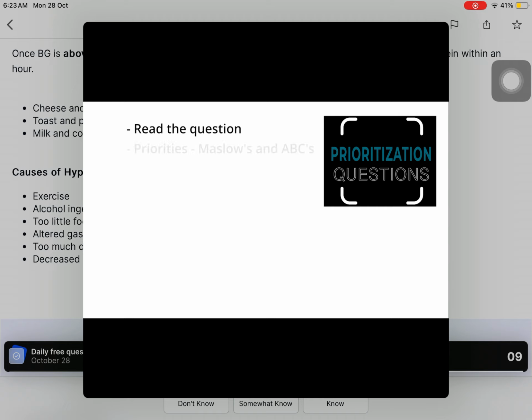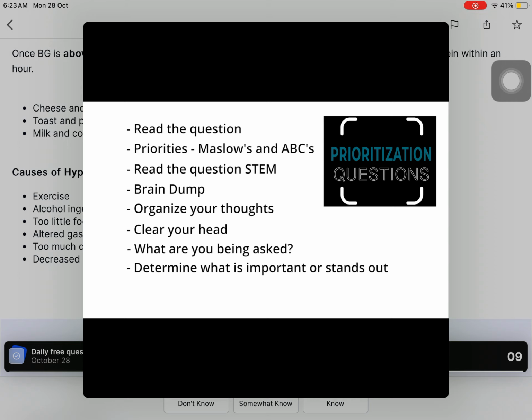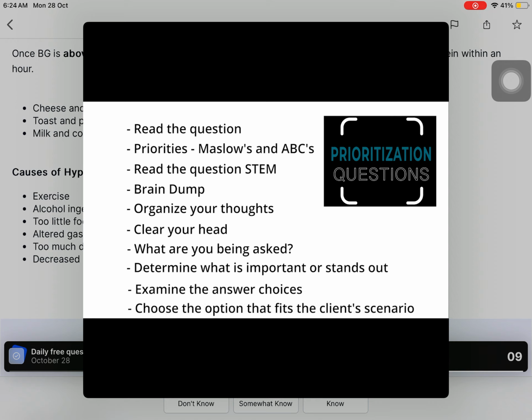Consider your priorities according to Maslow's and the ABCs. Reread the question stem, and then do a brief brain dump, considering what you know about what you were asked. Organize your thoughts, again, according to Maslow's and ABCs that are relevant. Clear your head, and then reconsider what you were asked in the question. What was important? What stands out? Examine the answer choices and choose the option that best fits the scenario, keeping in mind that a prioritization question indicates that all of the answer choices are likely correct.